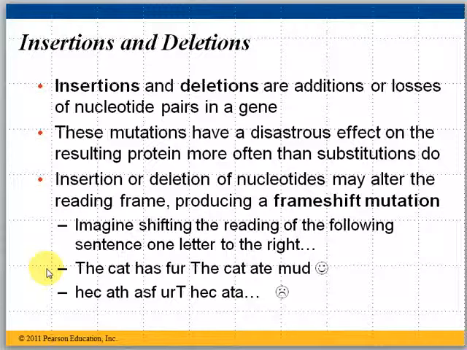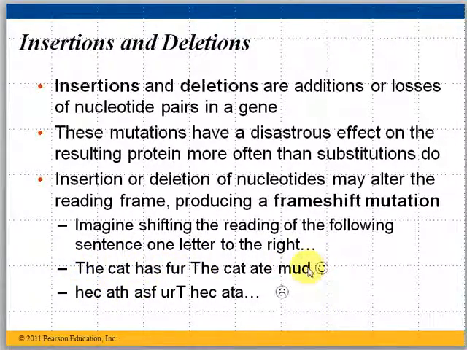So a way to think about this is imagine shifting the reading of the following sentence one letter to the right. So I chose a sentence that has 3-letter words, just like the triplet codons of the messenger RNA. And so I chose this sentence: the cat has fur. Now, if you start with the T and you know every 3 letters is a word, well, then you can read this: the cat has fur. Even if I ran them all together, you would know that every 3 letters is a new word, and you could read it as the cat has fur. Or the cat ate mud. So I could even put 2 sentences together.